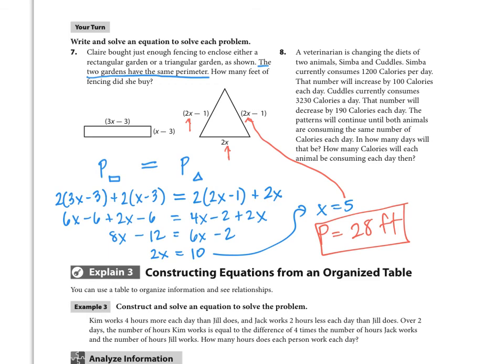Okay, there you have it. Number 8, please give it a try. Pause it. Unpause it when you're ready to see the solution. I'm going to erase some of this here so I have some space to work. Actually, I'm going to erase all of it. Let's go ahead and work out number 8.